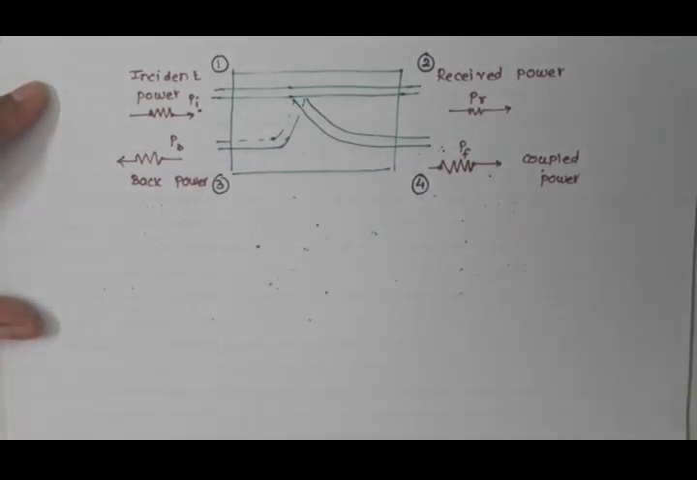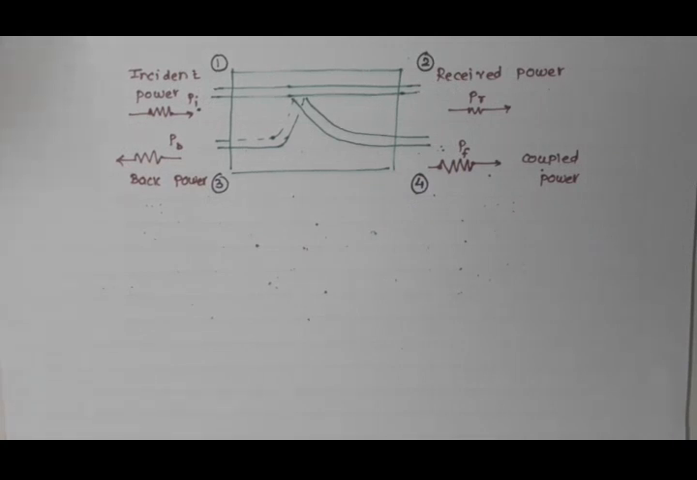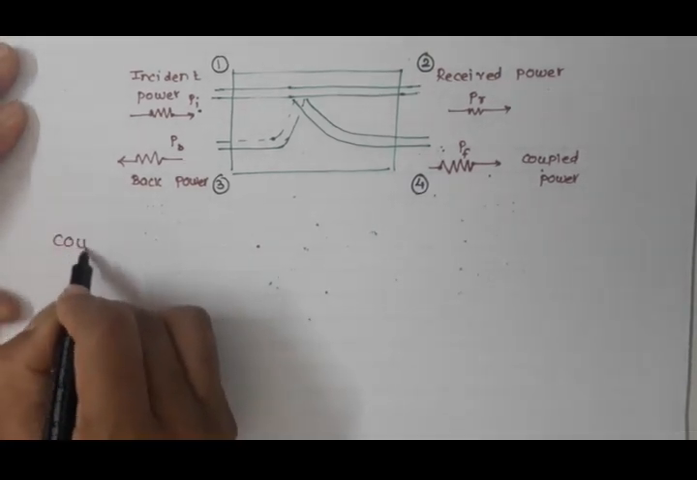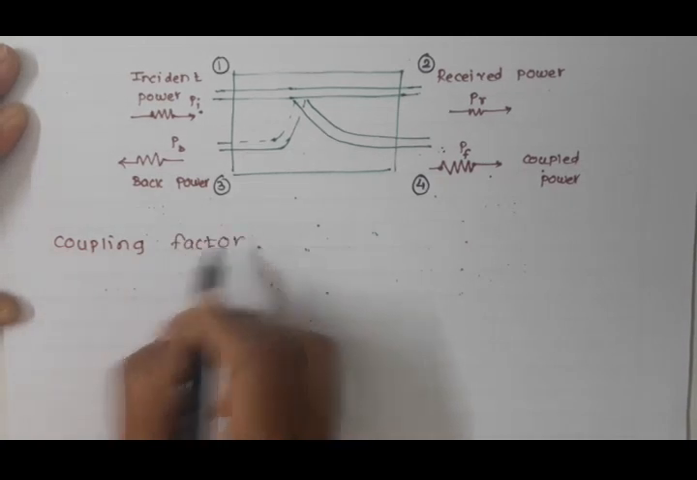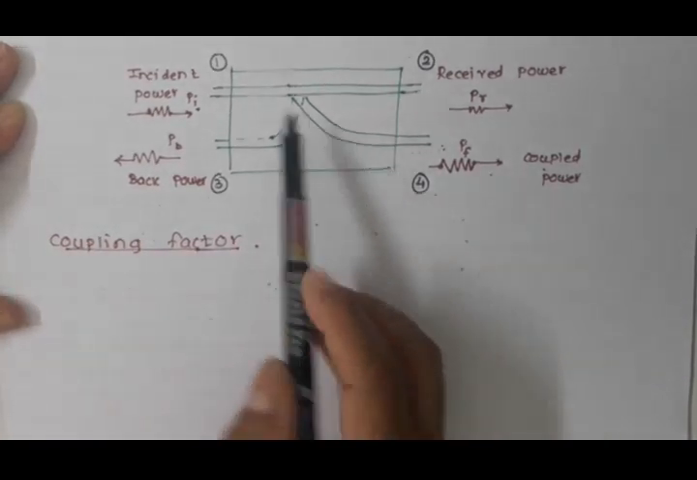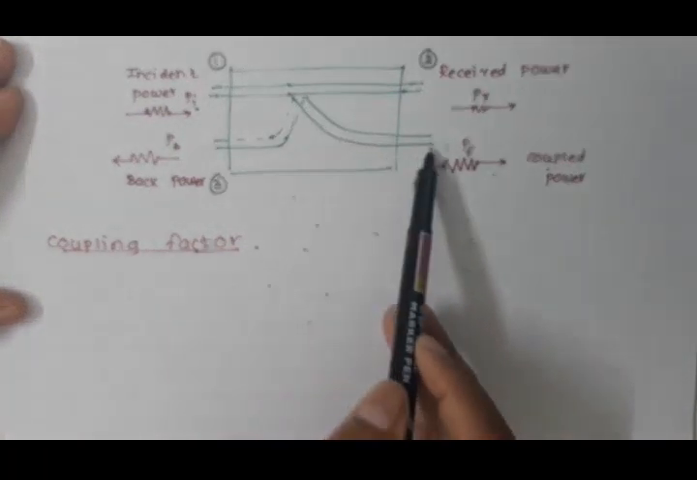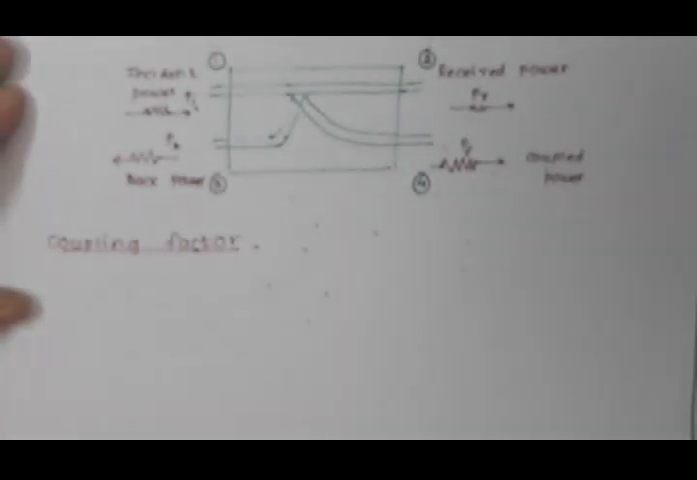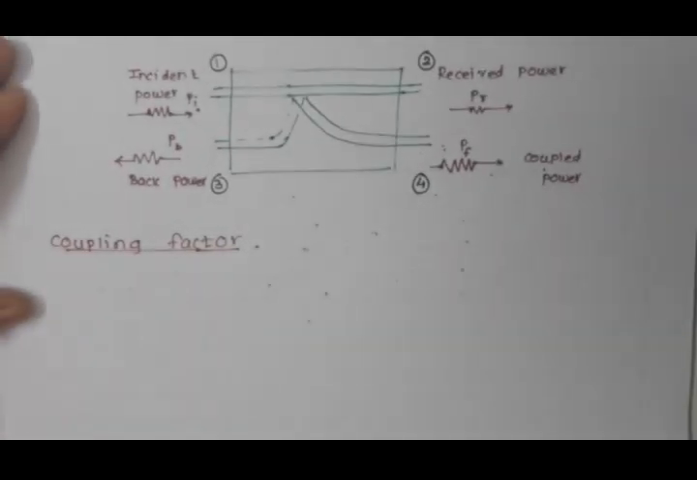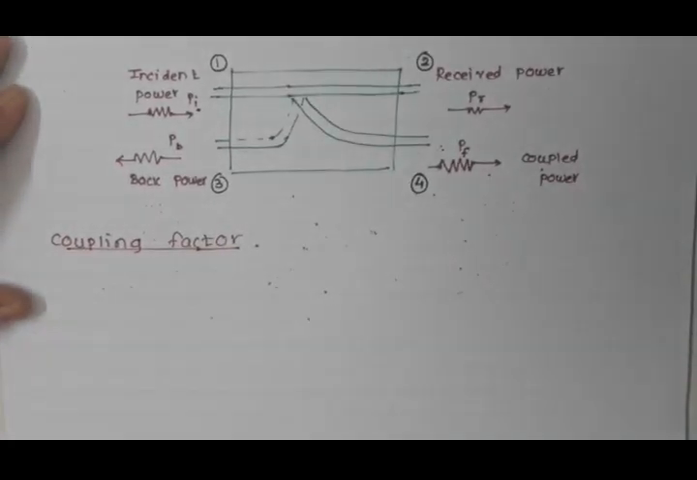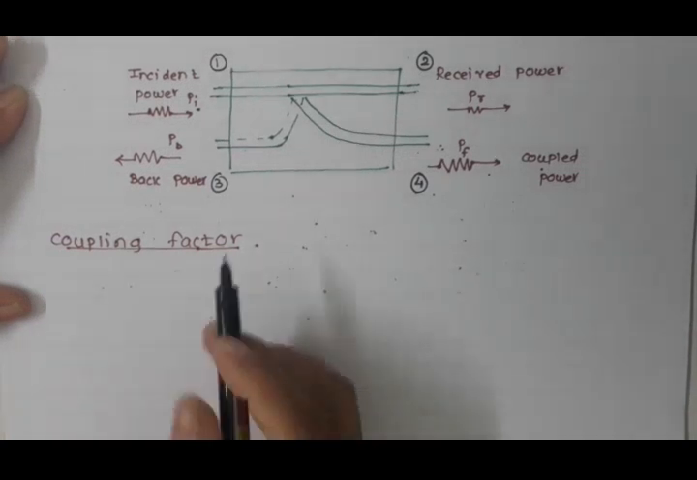Okay. Now let us see the performance parameters of this directional coupler. First we'll discuss the coupling factor. What do you mean by coupling factor? As we have already seen, whenever you are giving something to port number 1, while going to port number 2, some power gets coupled to port number 4. So if you are giving some power to port number 1, your power will be coupled to port number 4.